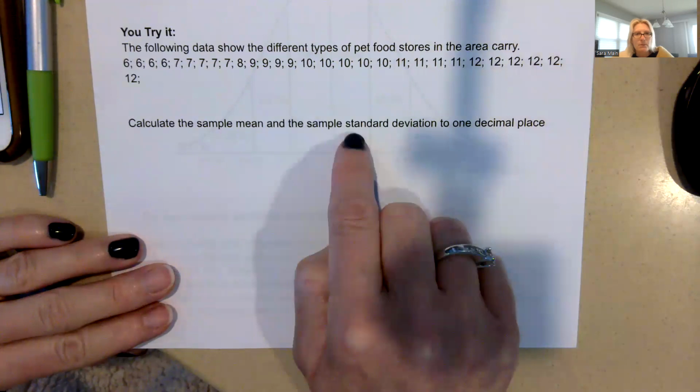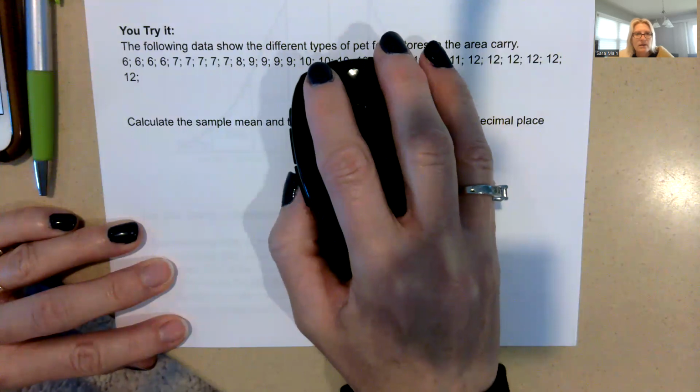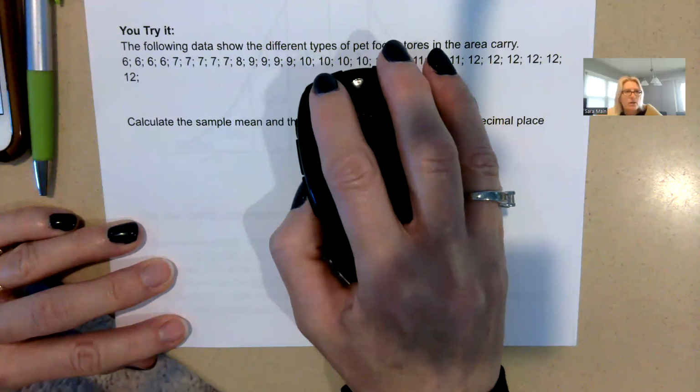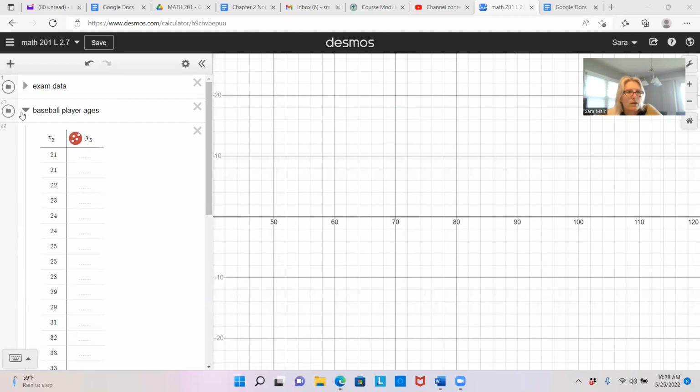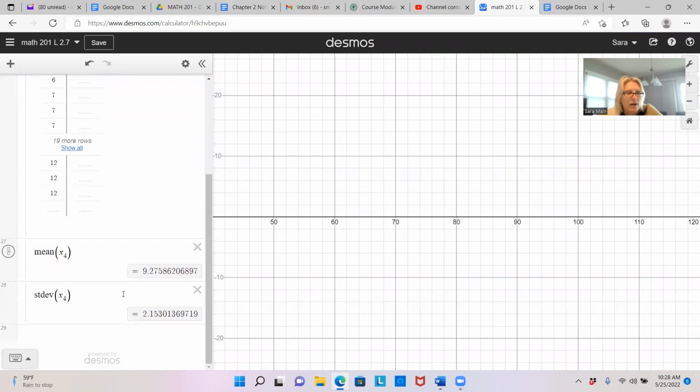Calculate the sample mean and the sample standard deviation to 1 decimal place. So we're just getting practice with this in Desmos. In Desmos, you can see that I have already put in the data for the number of pet foods at a store. And here they are. And the mean is 9.28. 1 decimal place would be 9.3. So the mean is X bar because this is a sample. So 9.3. And then the standard deviation is S because it's a sample, 2.2.